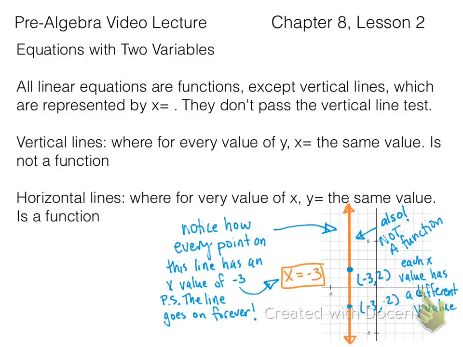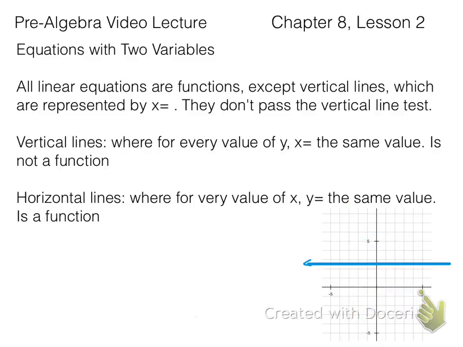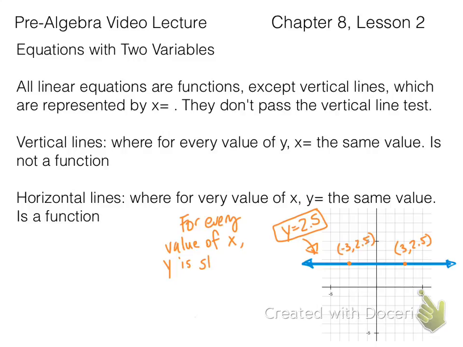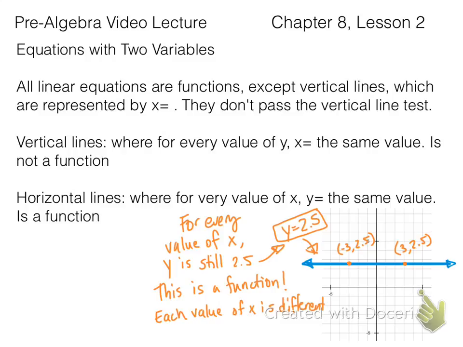Good. All right, but let's talk about horizontal lines real quick. Horizontal lines, in this case, y equals 2.5, because I couldn't get it to line up with one of the graph lines. So it's 2.5, has the same y value. But when we're talking about relations and functions, it's okay that every y goes with a different x. We don't care about that. So this line is a function. All right, so for every value of x, y is still 2.5, but that's okay because every value of x is different in this case. All right, there you go.